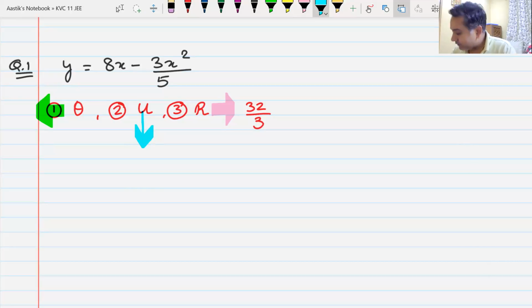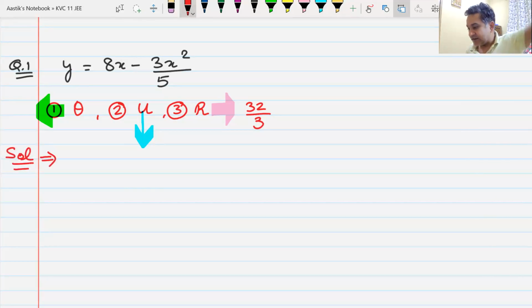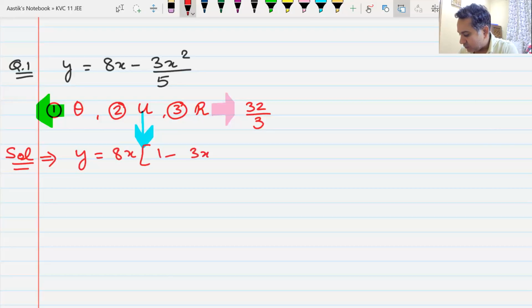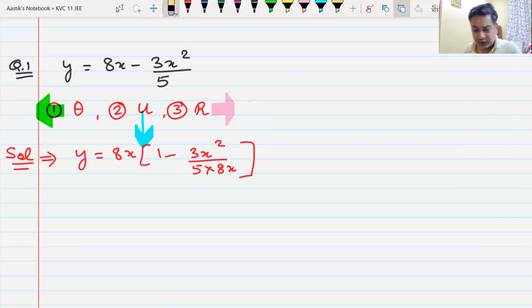Okay, let me solve it for you since there is a lot of problem with the mic and issues. The first thing is, let us try to find out the horizontal range. So what will I do? I will write it in the form of y is equal to 8x taken common, 1 minus 3x square upon 5 into 8x. As soon as I get this, I can understand that my range is definitely not 32 by 3. It is 8 into 5, that is 40. 40 by 3 is the answer.